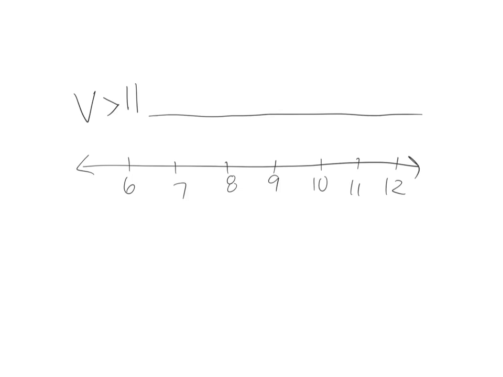So the first step that you will need to do is describe what numbers V can be in words. So you're going to say V can be any number bigger than 11. Now we are going to graph it. So I look and see, what is my number in the problem? Well, it's 11. So I draw a circle at 11.